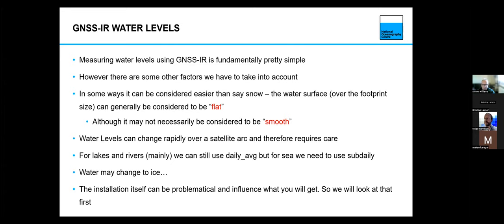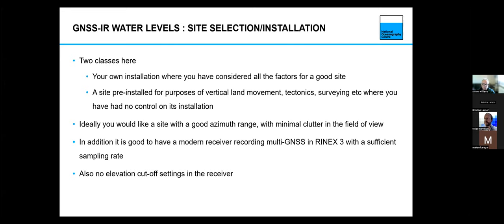So a lot of this is from my perspective, a practical overview of having processed many sites around the world. So in terms of site selection and installation, there's two sort of things here. Either you've got a site that's been pre-installed for purposes of, say, vertical land movements or surveying, and you've had no control on its installation, so it's whether that site would be good enough for GNSS-IR measurements, or you're planning your own installation and you've considered all the factors for a good site. So I'll give you those factors.